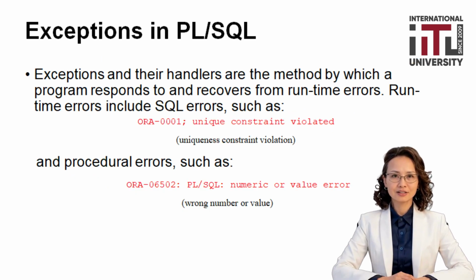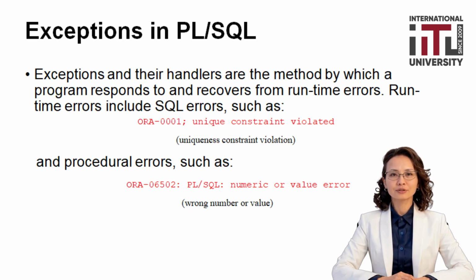Exceptions and their handlers are the way a program responds to and recovers from runtime errors. Runtime errors can include SQL errors like ORA-00001, which occurs when a unique constraint is violated. They can also include procedural errors like ORA-06502, which happens when there is a numeric or value error, for example, a wrong number or value assigned to a variable. By using exceptions and handlers, a PLSQL program can detect these errors and take appropriate actions, preventing crashes and maintaining smooth execution.